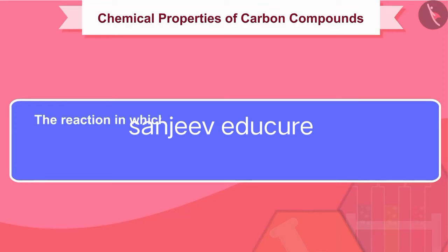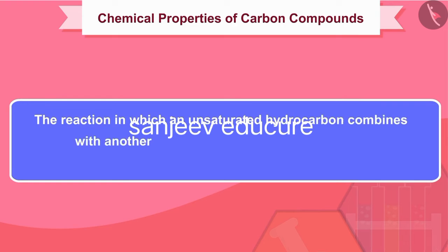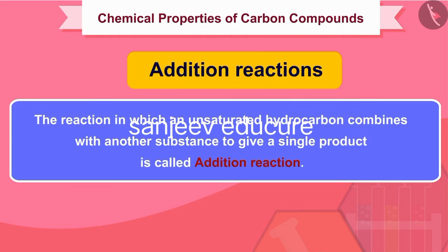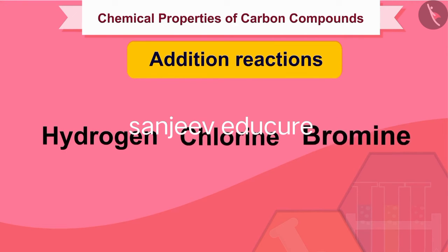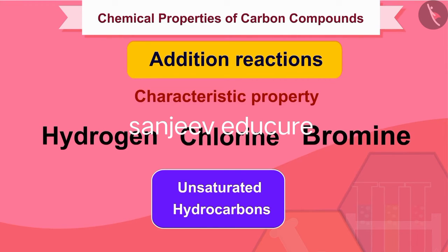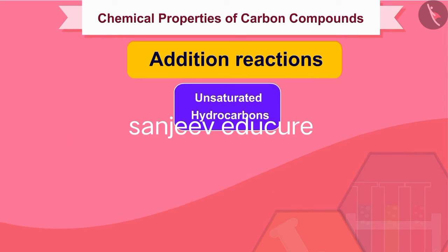The reaction in which an unsaturated hydrocarbon combines with another substance to give a single product is called addition reaction. Addition reactions like addition of hydrogen, chlorine or bromine are a characteristic property of unsaturated hydrocarbons. Addition reactions are given by all unsaturated hydrocarbons having double or triple bonds, that is, alkenes and alkynes respectively.